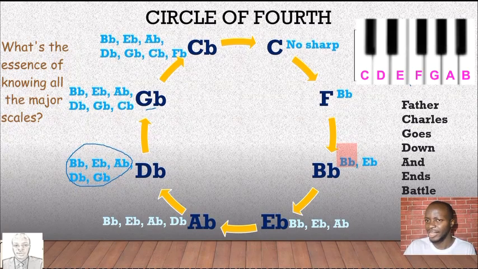So on E flat major, you have 3 flats, right? Battle Ends And. On A flat major, we have 4 flats. So that's Battle Ends And Down. So on D flat major, you have Battle Ends And Down Goes. So the next one, G flat major, you have Battle Ends And Down Goes Charles, right? So the next one, which is C flat major, you have B, E, A, D, G, C, and F. That's Battle Ends And Down Goes Charles' Father, right?